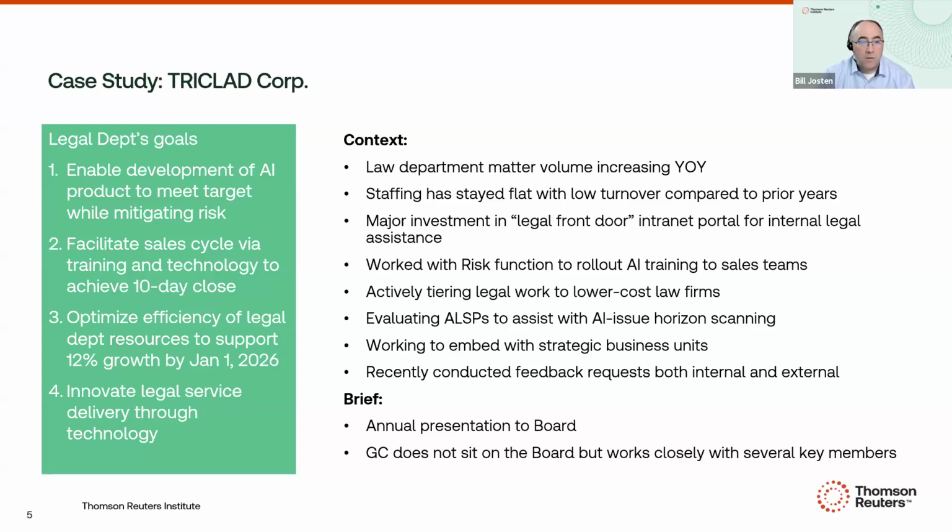We've worked with our risk function to roll out AI training to our sales teams because, one, our sales teams are using AI in their day-to-day work. Plus, we want them to have an understanding of the types of risks that our customers may be concerned about as we roll out our AI products. We're actively tiering work to lower cost law firms. We're taking a page from a lot of other general counsels doing the same thing. If you go back and look at some of the work that the Thomson Reuters Institute has done in the 2023, 2024, and 2025 State of the Corporate Law Department reports, you'll see a lot of discussion of this idea of tiering work to lower cost law firms. We're no exception. That's what we're doing in our department as well.